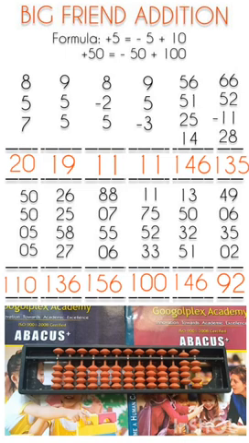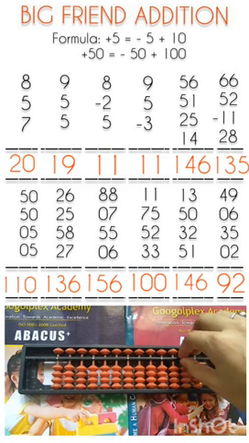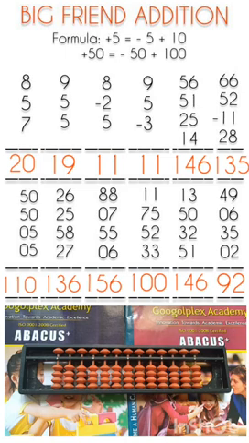Yes, answer is 92. So children, in today's class we have solved 12 questions. 4 questions of single digit and 8 questions of double digit. Now we will do the analysis of some questions. In first question we have used 2 formulas. They are plus 5 big friend formula and plus 7 big friend formula. In question number 2nd, question number 3rd and question number 4th, in these 3 questions we have used plus 5 big friend formula. In question number 5 we have used plus 50 big friend formula and plus 4 small friend formula.